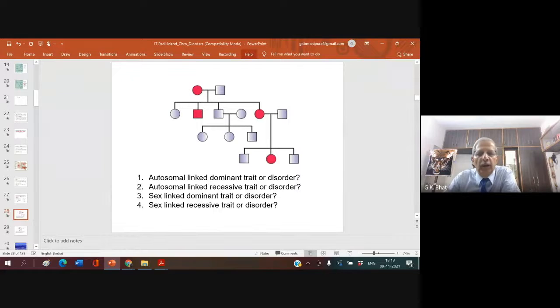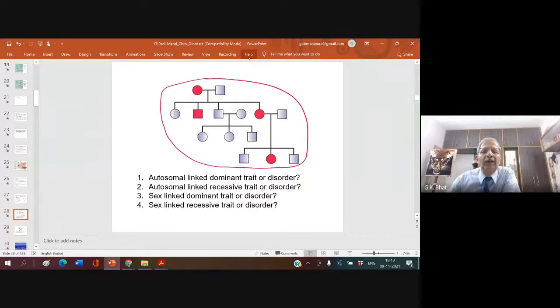Now, whenever we come across a disorder, what is asked in pedigree analysis? Only this diagram is given, and you will be asked to find out what type of inheritance it is. Is it an autosomal dominant trait or disorder? Is it an autosomal recessive trait or disorder? Is it sex-linked dominant, or is it sex-linked recessive?